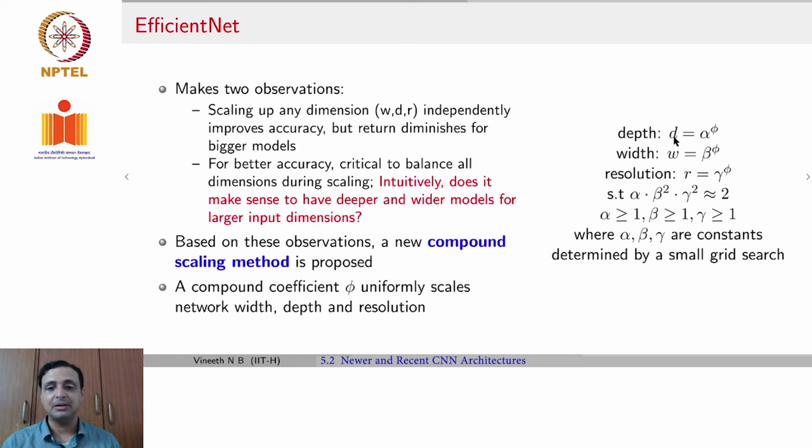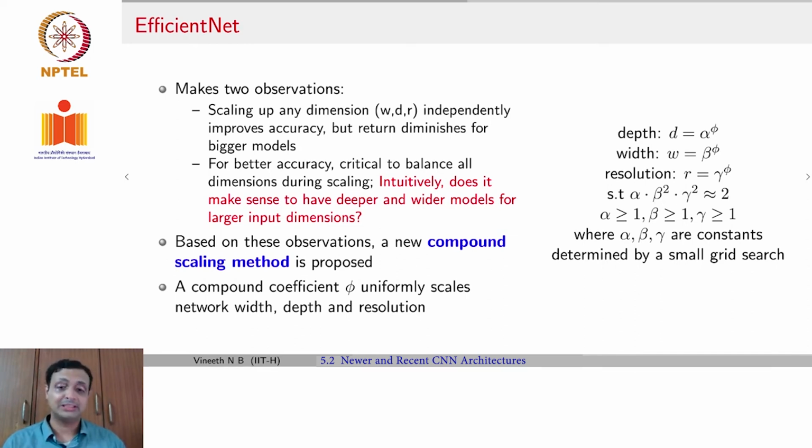says that depth is equal to alpha power phi, width w is beta power phi, resolution r is gamma power phi, such that alpha into beta square into gamma square should be about 2, and each of alpha, beta and gamma must be greater than or equal to 1, and they're all constants. You may wonder how this came. Firstly, let's try to understand each of these. Why alpha into beta square into gamma square and not alpha square into beta square and gamma square, for instance?